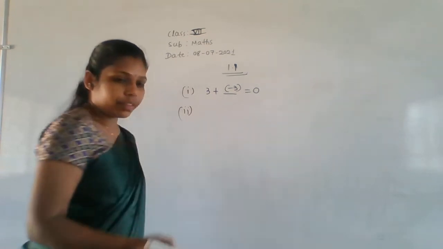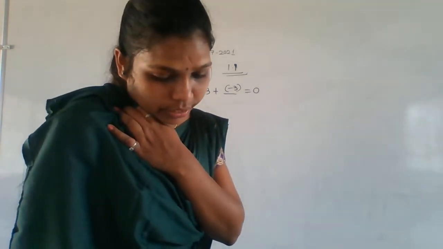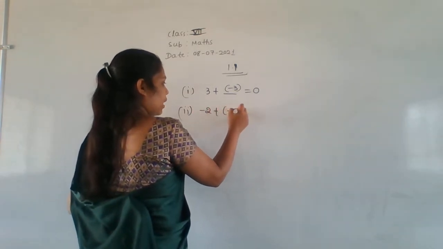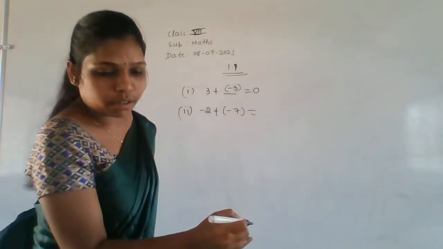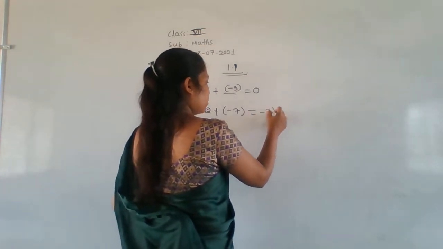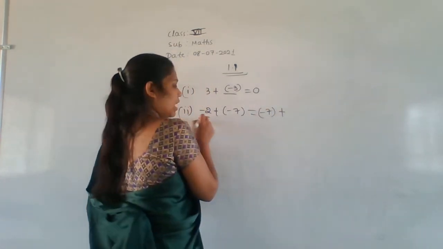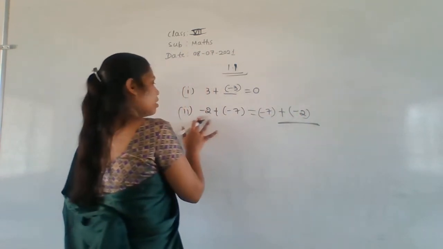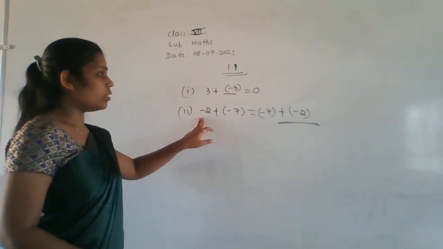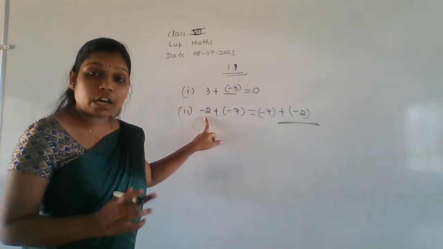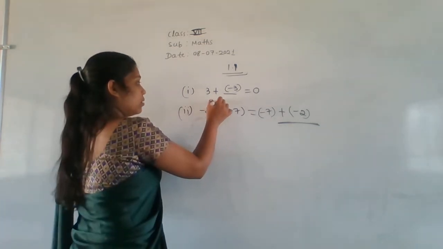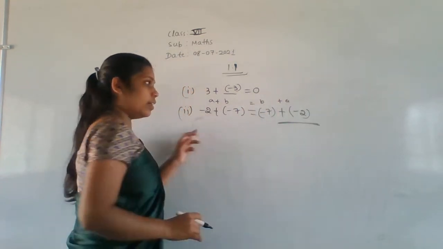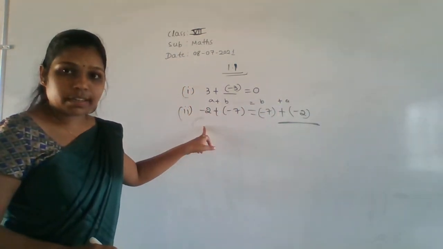And the second one. Minus 2 plus minus 1, that is equal to minus 1 plus, what is the value here? That is minus 2. Okay, because this is nothing but which property? Commutative property. A plus B is equal to B plus A, right? That property I am using here.